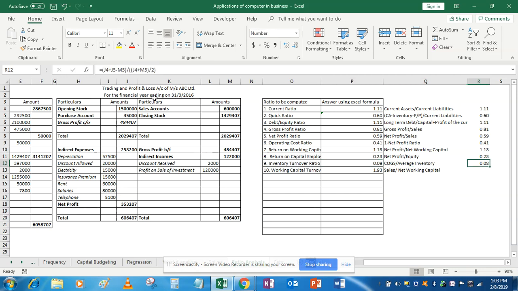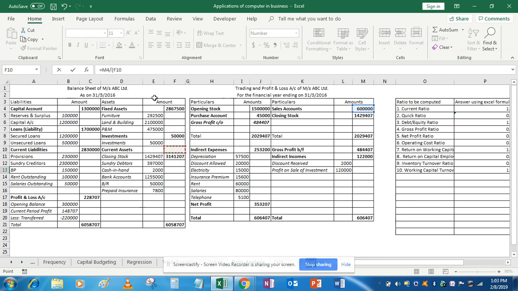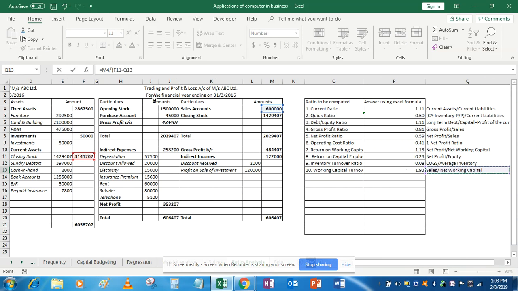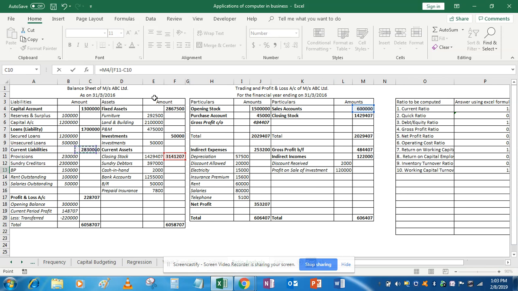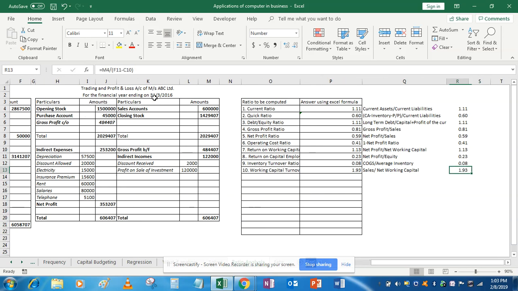So in this particular ratio, you have to be a little bit careful while using the formulas. And the last one is sales divided by net working capital. This is simple: equals to sales divided by net working capital. What is it? Total current assets minus total current liabilities. Bracket close. So these are the basic simple formulas which you have to use in your paper.